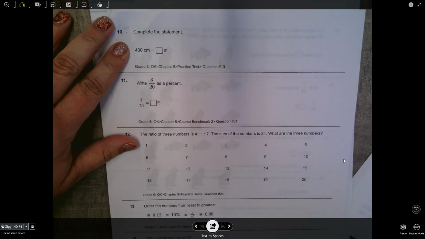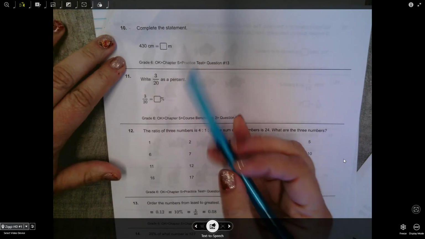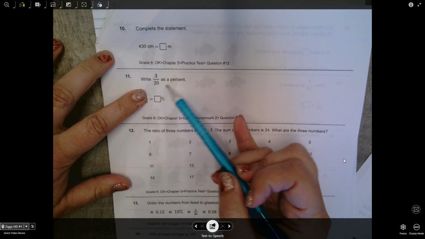Complete this statement. 430 centimeters equals how many meters? How many cents are in a dollar? That will be helpful to you. Centimeters are smaller than meters, so that will also be helpful. Write 3/20 as a percent.